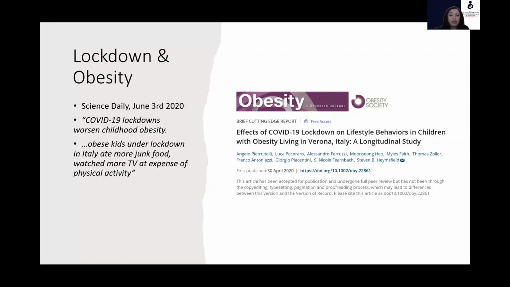This is specifically one from Italy, published very early on in a country that had a very strict lockdown from the get-go, about the effect of COVID-19 lockdown on lifestyle and behavior in children with obesity in Verona, Italy. And I quote, COVID-19 lockdowns worsen childhood obesity. Obese kids under lockdown in Italy ate more junk food, watched more TV at the expense of physical activity.